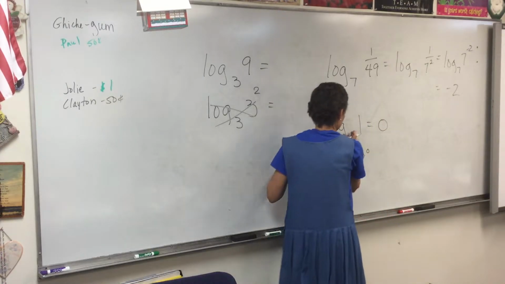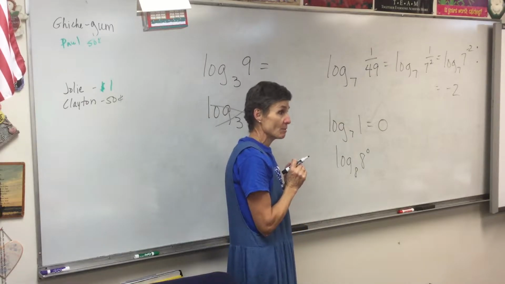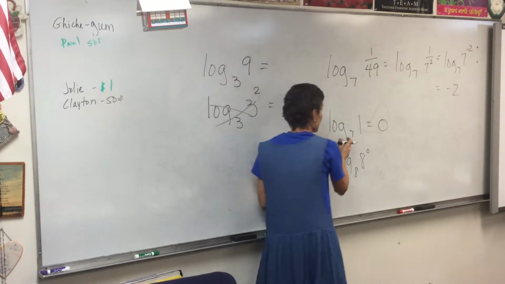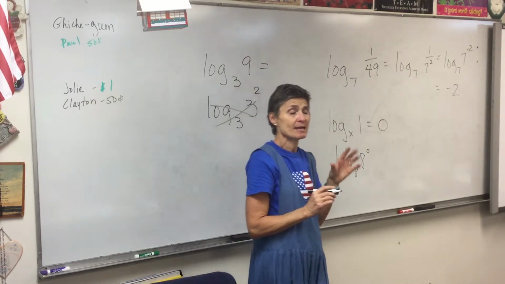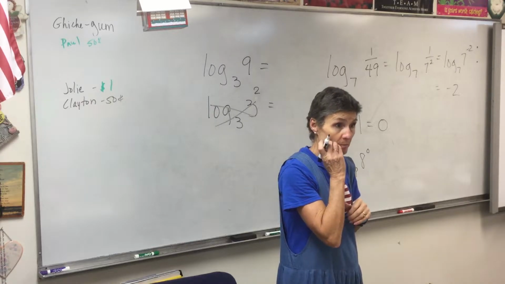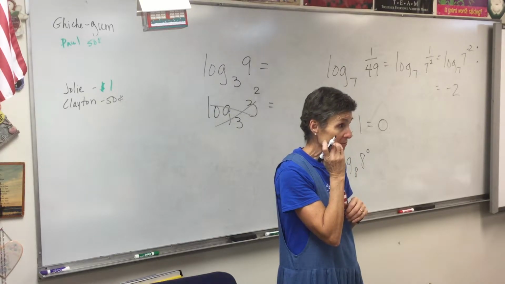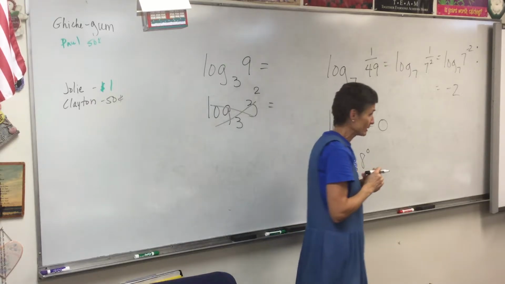So what if this were a 7? What would the answer be? Still 0? And in fact, it doesn't matter what this is. That base can be anything. If you take the log of 1, you're going to get 0. Everybody kind of remember that from the other day? Okay, then let's get our calculators out.